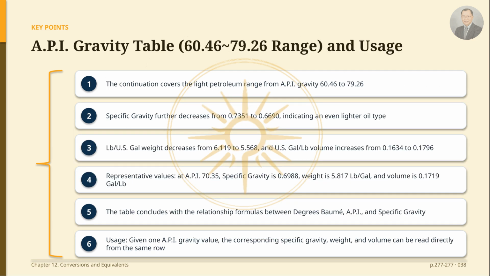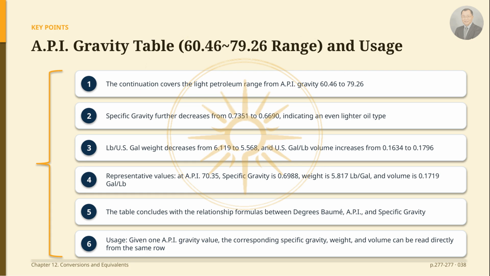This slide is a reference table covering the light petroleum range from API gravity 60.46 to 79.26. It shows the characteristic that the oil type becomes lighter as the specific gravity decreases. For example, at an API gravity of 70.35, the specific gravity is 0.6988 and the weight per gallon is 5.817 pounds. Engineers should refer to the detailed values as needed, and you can read the specific gravity, weight, and volume all at once from the same row if you know just one API gravity value. Please also utilize the relationship formulas between Baume degrees or API degrees and specific gravity listed at the end of the table.